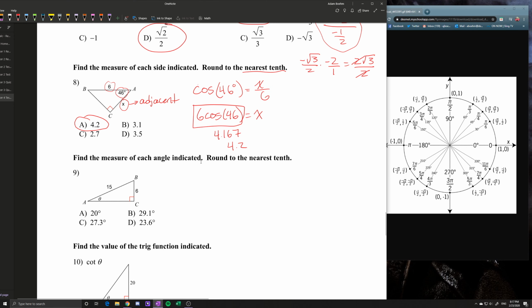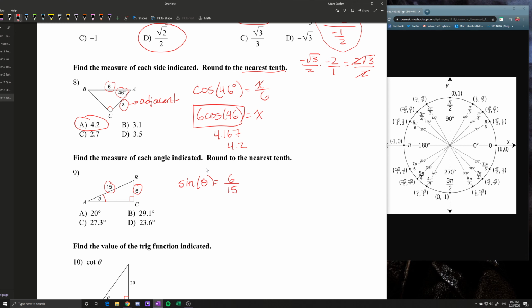On number 9, we're dealing with inverse trig, which is like the one type of problem I didn't go over. But it's kind of the same thing as number 8. We have an angle theta, we have a hypotenuse, and we have an opposite side. So the first thing we need to do is to set up our trig ratio. So sine of theta is 6 over 15.